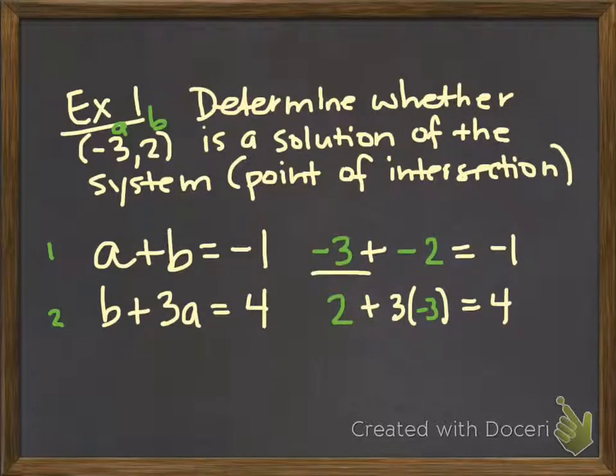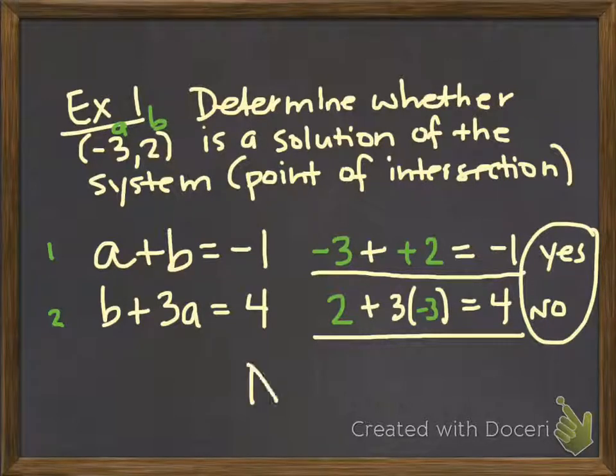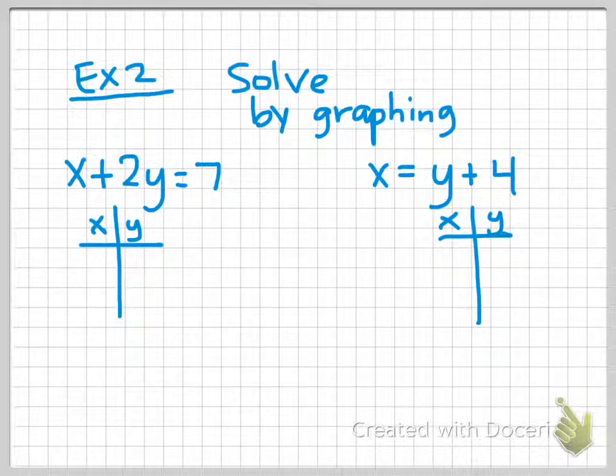On the first equation, -3 plus 2, does that equal -1? Yes, it does. So it works for this one. Then we're going to check the second equation. We put the a, -3, here, and the b is 2. So 2 plus -9, does that equal 4? And that's no. So in order for it to be a point of intersection, it has to be both yeses. And since one of them is a no, then (-3, 2) is not a point of intersection for both those lines.